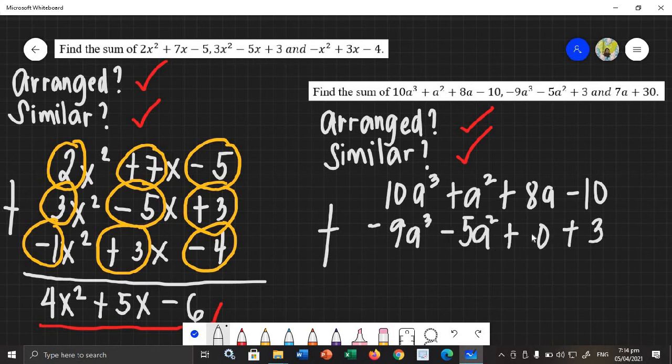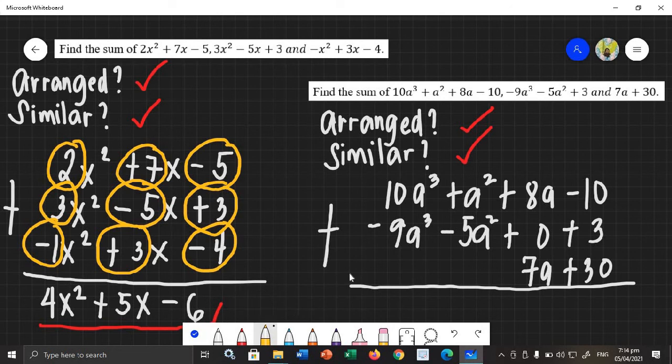And then pwede tayo magsulat dito sa part na to ng 0 para hindi tayo malito. Kasi yung second addend natin, wala siyang variable or wala siyang term na may variable or literal coefficient na a. So, lagyan na lang natin ng 0 para ma-fill yung mga blank spaces. And then, lastly, na addend, 7a plus 30. So, tapat natin sa literal coefficient na may a, then 7a plus 30. And then, tapat-tapat na yung may mga similar literal coefficient.